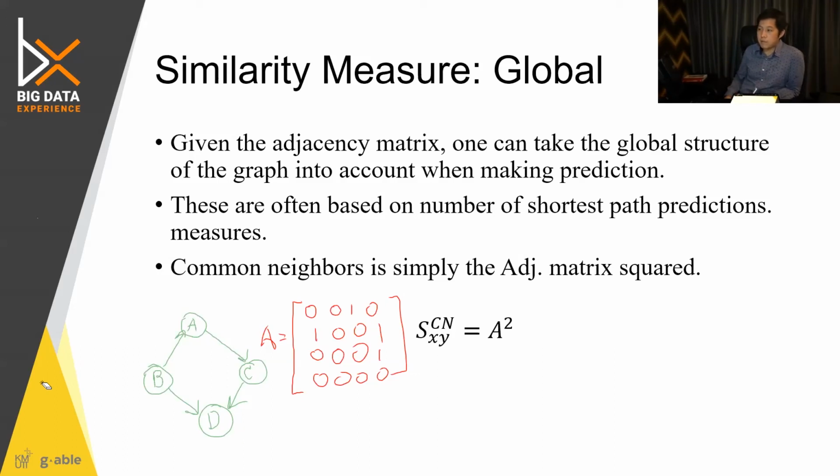Here it says that common neighbor is A square. So to calculate A square is to multiply A with A. So I would just multiply the row with each column, right? Here I would multiply the first row with the first column and get 0. First row with the second column, 0 again. First row with the third, also 0. The first row with the last column, get 1.